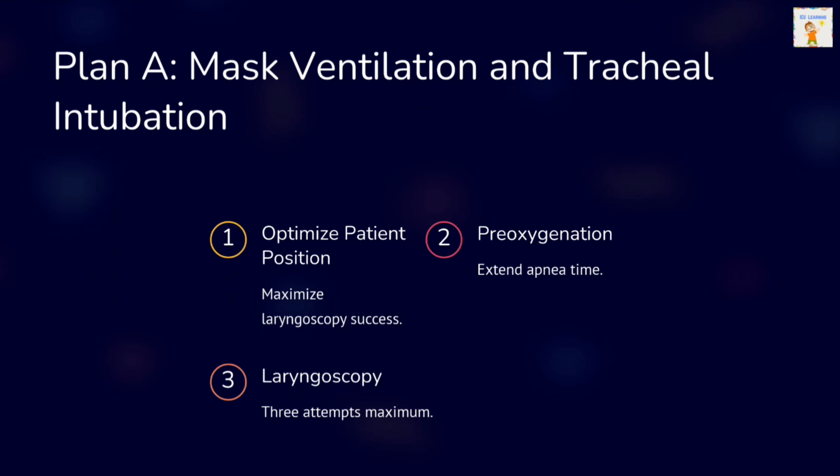Now, what is plan A? The first plan is obviously mask ventilation and tracheal intubation, which is the ideal way things should have gone. Position we have discussed already. We pre-oxygenate all patients before intubation and before starting anesthesia to extend the duration of apnea without desaturation. All the nitrogen in the lungs is replaced with oxygen. The duration of pre-oxygenation is at least 3 minutes and up to 5 minutes. Limited laryngoscopy attempts should be made, and this limit is a maximum of 3. A fourth attempt is permissible only by a more experienced colleague.